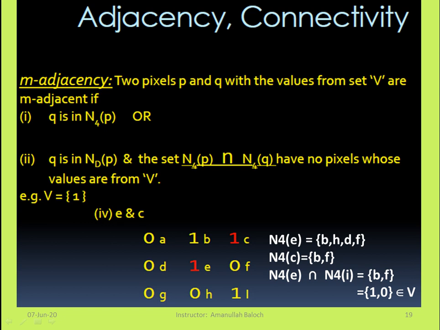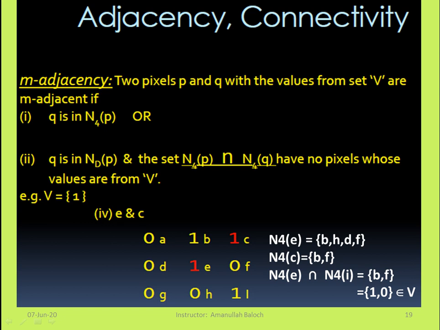We have to see whether E and C are M adjacent or not. Q is N4 of P is the first condition we check, where this is P and this one is Q. We see that Q does not exist at the vertical or horizontal position of this central pixel. Instead it exists at the diagonal position. So the first condition is not satisfied. We have to satisfy the second condition.